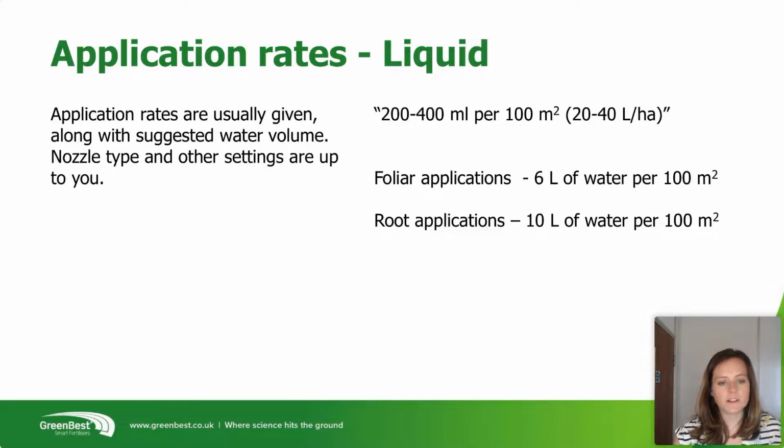So we might say if it's a foliar application, i.e. you are going to apply it and get it to sit on the leaf so that the leaf takes it in directly, you'll only want to apply that 200 to 400 mil in 6 litres of water across the 100 metres squared. If you want to apply that product to the root, so you want to make sure it's washed down into the roots, it doesn't sit on the leaf, then you want to apply that 200 to 400 mil in 10 litres of water and cover that 100 square metres.